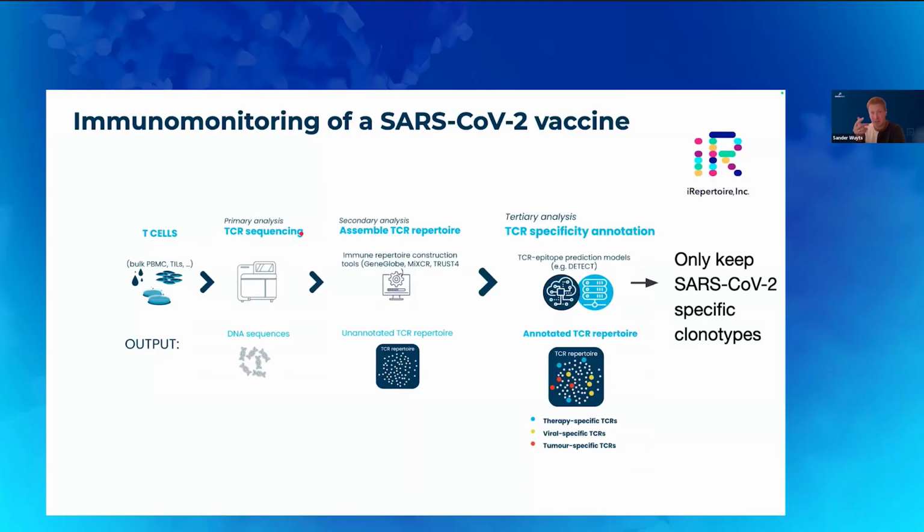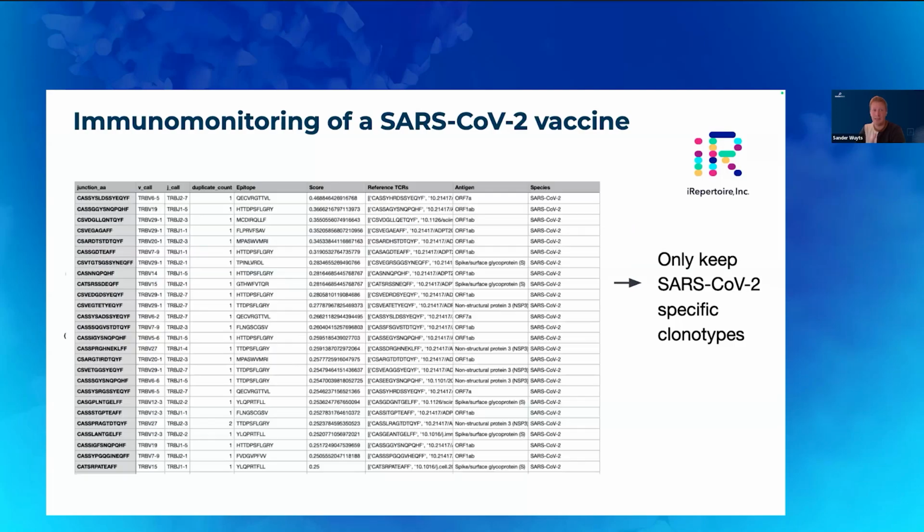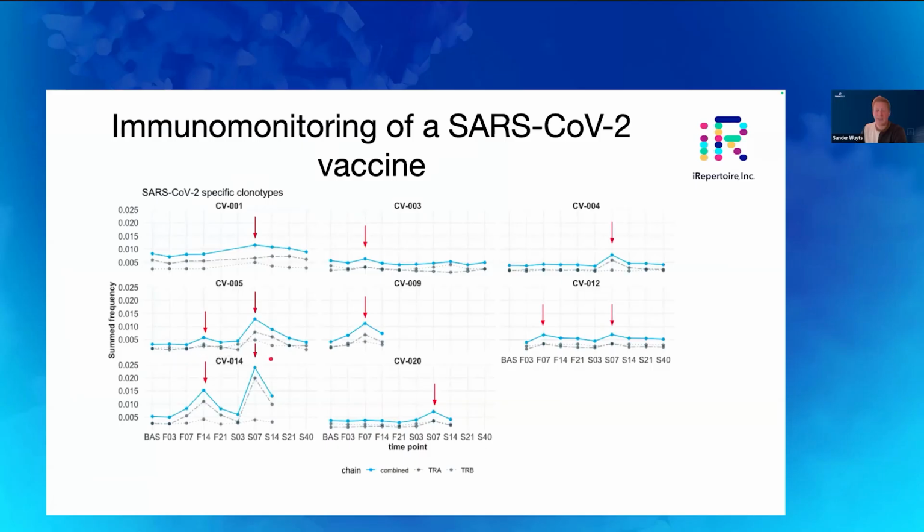Now, in the context of this specific vaccine study, we were interested in only looking at the SARS-CoV-2 specific clonotypes. So we can easily apply a filter. You can even do this in Excel if you want to, and then filter on species equals SARS-CoV-2. And now if you take all of these clonotypes and then plot the frequency in time for each participant, you actually get a plot like this. For example, each panel is one different participant. And let's have a look at this bottom left panel.